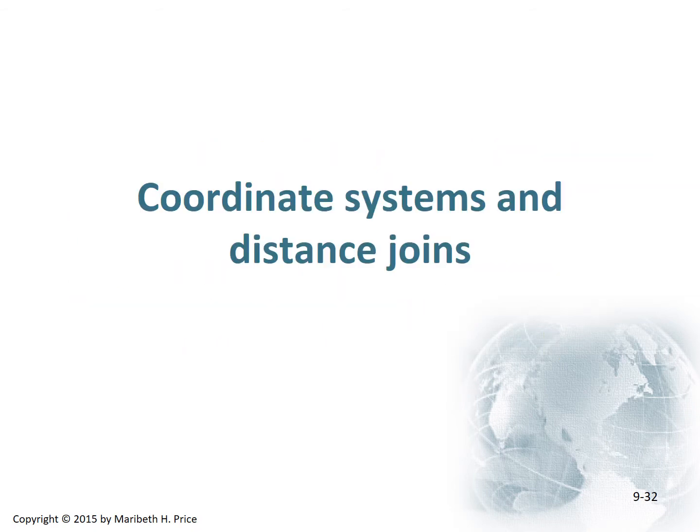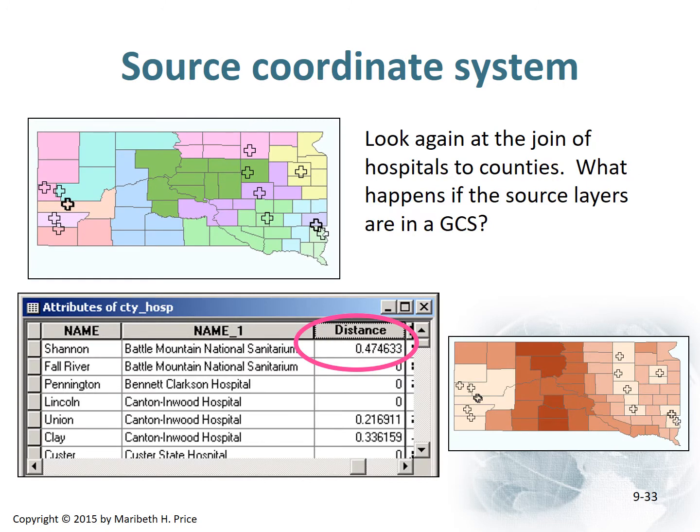Coordinate systems and distance joins. You need to make sure that your coordinate system is a projected coordinate system before you do any kind of a join based on distance, because obviously the distance would be in angular degrees, which would not be very helpful for this kind of stuff. So you want to be in a projected coordinate system. The other thing is you should be in a projected coordinate system that preserves the property that you're interested in, i.e. distance.